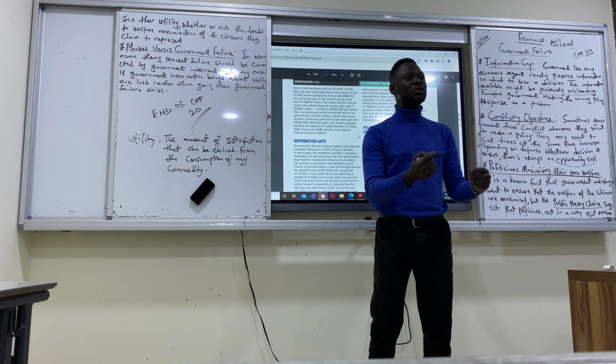Then the other one is conflicting objectives. For conflicting objectives, here I quote, sometimes government faces conflicts whenever they want to make a policy. They may want to cut taxes and at the same time increase spending on defense. Whatever decision it makes, there's always an opportunity cost. So for conflicting objectives, what it means is that government will take a decision, and whatever the government decision is, there's going to be an opportunity cost.